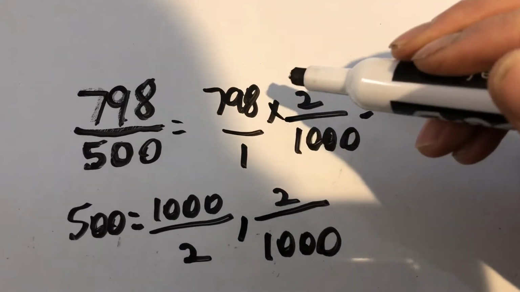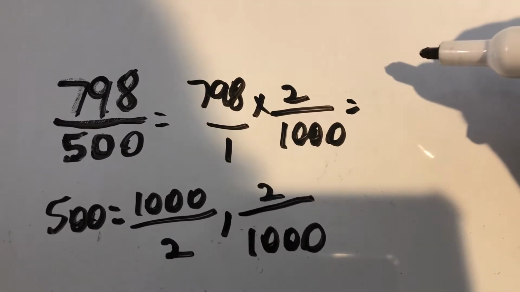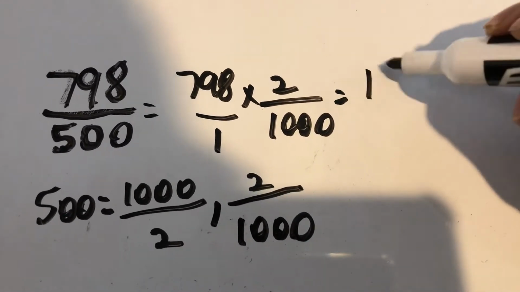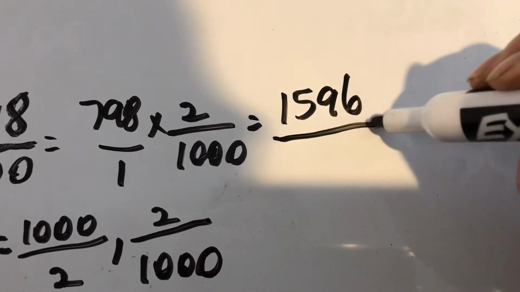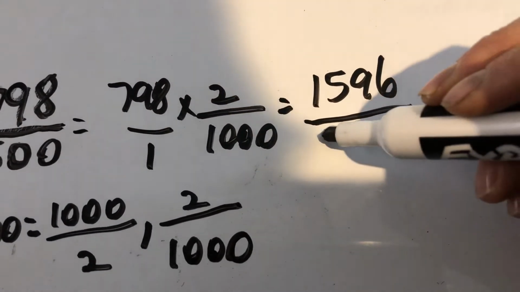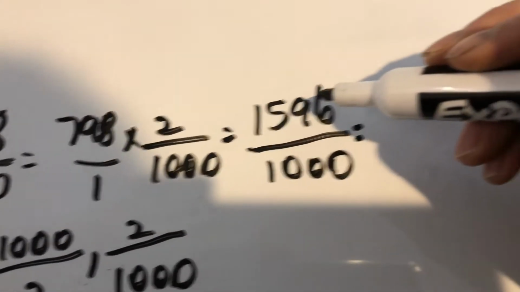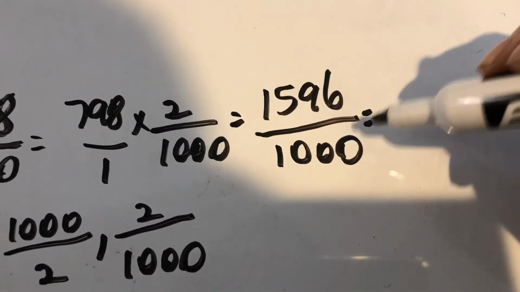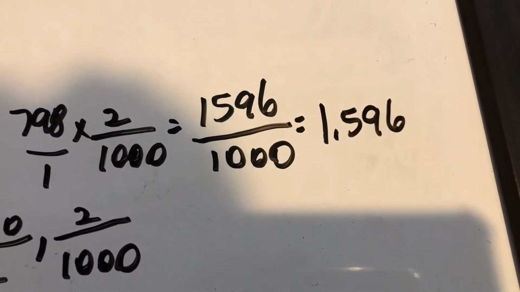So 798 times 2 equals 1,596. 1 times 1,000 equals 1,000. So 1,596 divided by 1,000 equals 1.596 as my final answer.